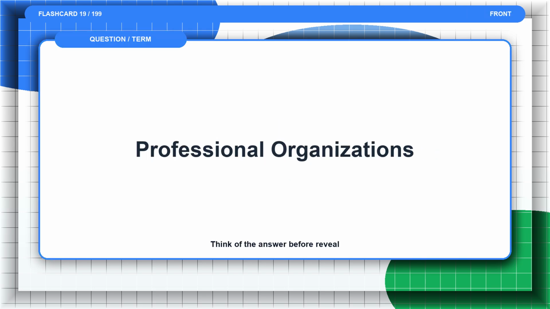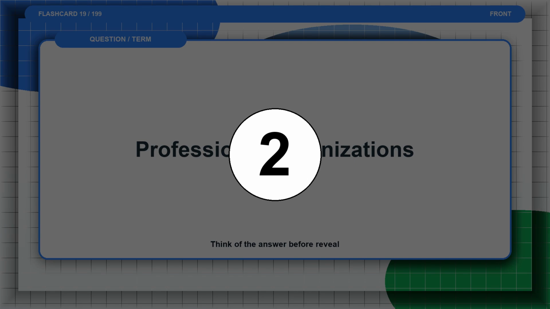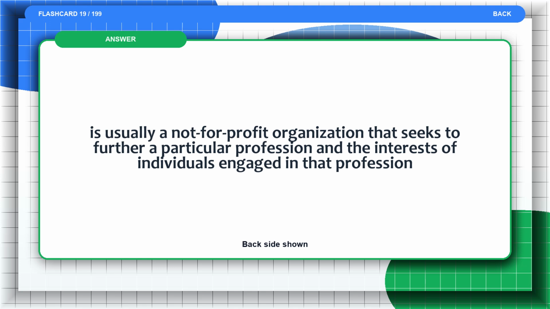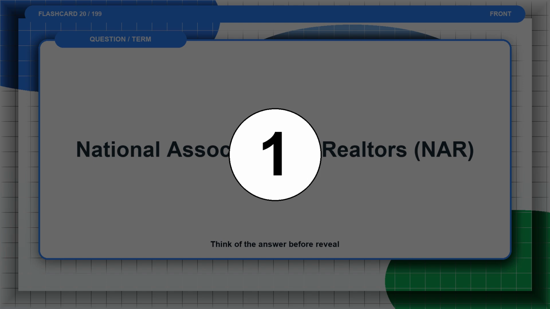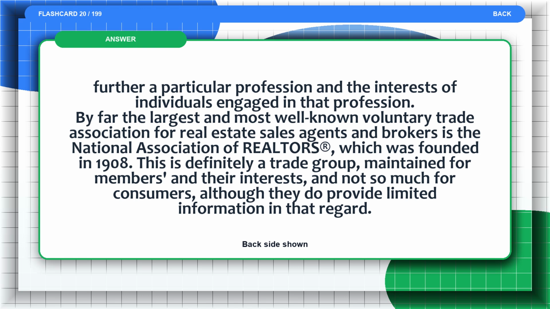Flashcard 19. Professional Organizations. Pause and think of the answer before the reveal. The answer is usually a not-for-profit organization that seeks to further a particular profession and the interests of individuals engaged in that profession. Flashcard 20. National Association of Realtors, NAR. Pause and think of the answer before the reveal. The answer is further a particular profession and the interests of individuals engaged in that profession.